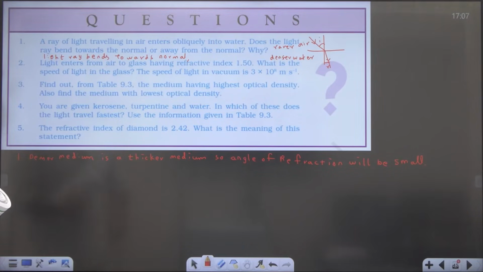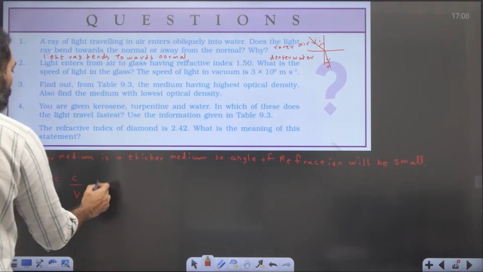What is the speed of light in the glass? Speed of light in vacuum is 3 into 10 raised to 8. So second question. Refractive index, what is the formula? Speed of light in vacuum divided by speed of light in medium. So what we have to find out? What is the speed of light in the glass? So V equal to question mark.